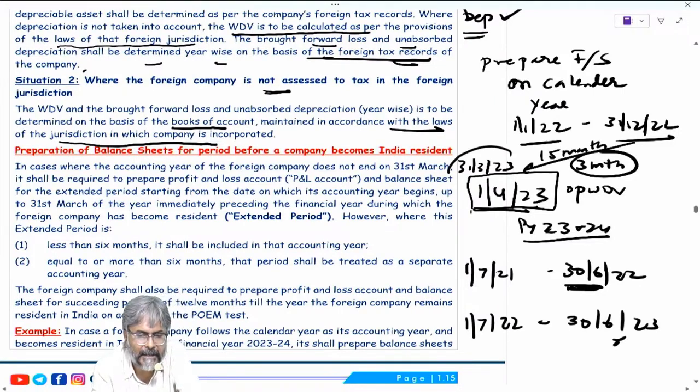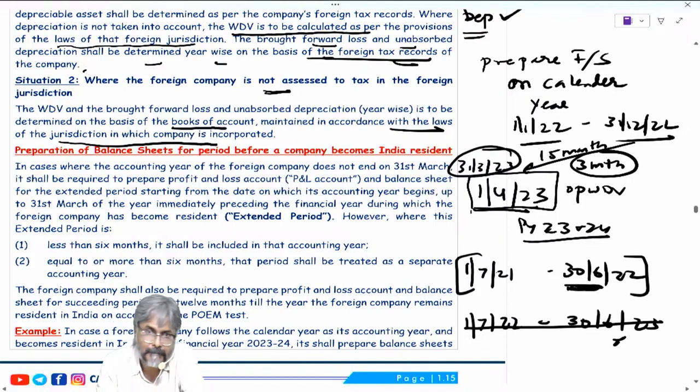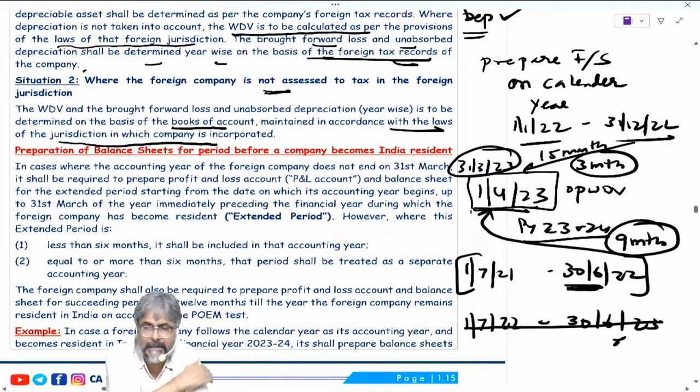Whereas I require the data on which date? 1/4/2023. So the last financial statement that is available is this. And if this is what is available, can you tell me what is this delay? 9 months. You can see for yourself the delay is 9 months.